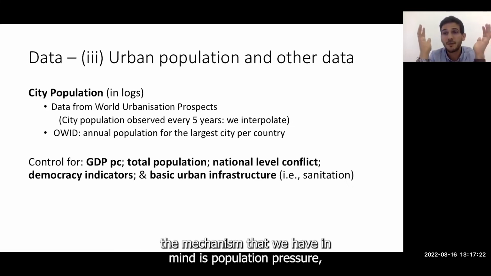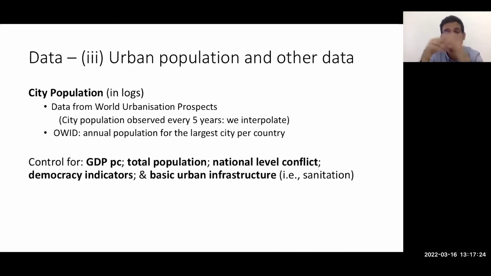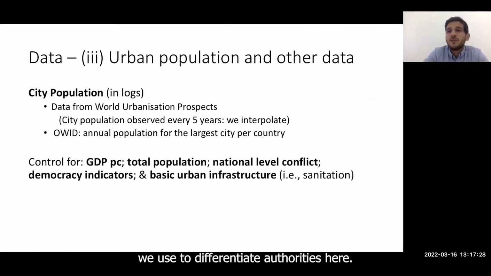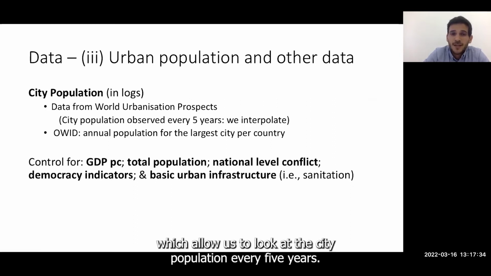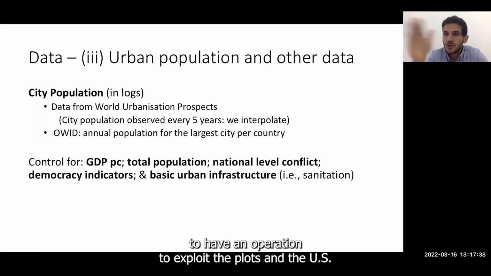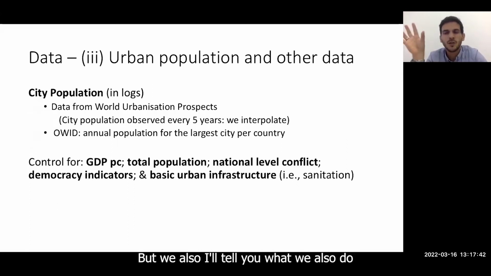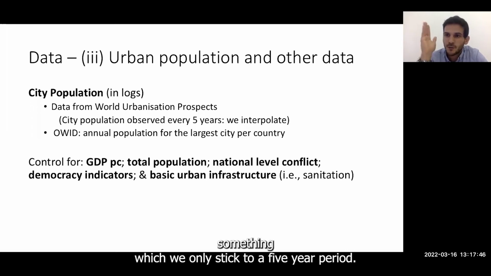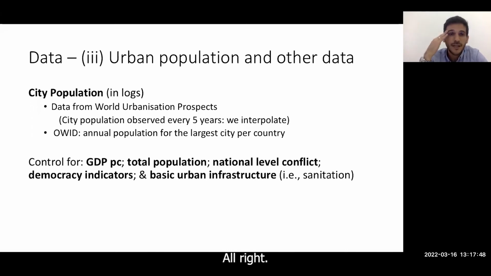Remember that the mechanism that we have in mind is population pressure in cities. So we look at city population, and we use two different data sources here. We look at the World Urbanization Prospects, which allow us to look at city population every 5 years. We interpolate to have annual variation to exploit the floods data and the USD data, but we also do some robustness in which we only stick to 5-year periods, all right?